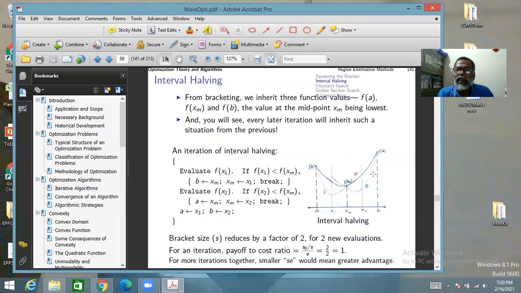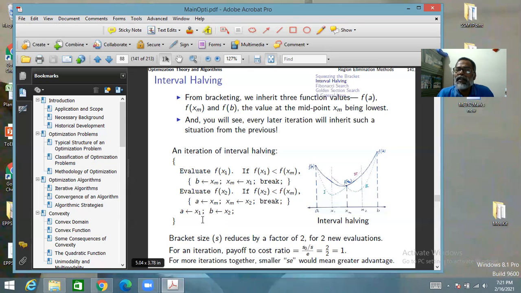If this is also higher compared to this function value, then you see, here also the function value is higher than at xm. Here also the function value is higher than at xm. In between, at xm, the function value is lower. Then the middle half, leaving out this quarter and this quarter, will give you a high, low, high pattern. That is case 3.